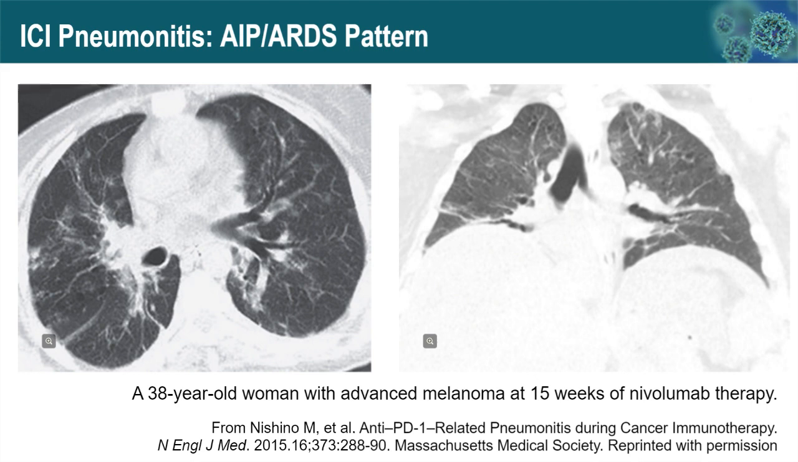So this patient with advanced melanoma at 15 weeks of nivolumab therapy had severe shortness of breath, and CT scan shows this diffuse granular opacity in both lungs, and bilaterally she developed traction bronchiectasis, and notably on coronal images, the lung volumes are significantly decreased. These are the hallmarks of AIP/ARDS pattern, and this is the most severe pattern of ICI pneumonitis. These are the ones that lead to death. This patient's symptoms were very severe and she needed to be admitted to the MICU and needed intubation and received immunosuppression on top of corticosteroids. So these are the most important patterns to recognize because they have to be diagnosed accurately and treated quickly.